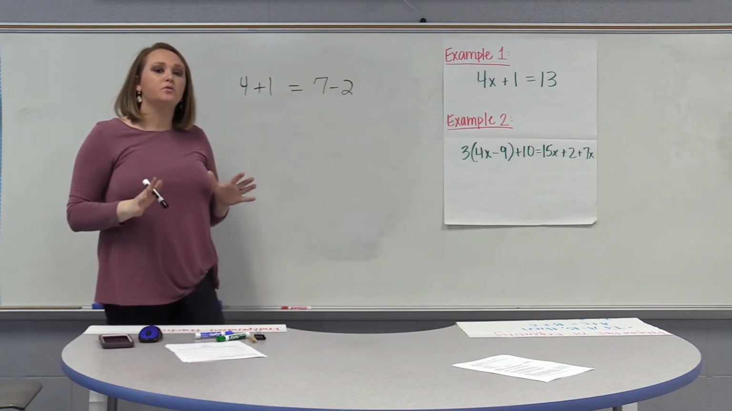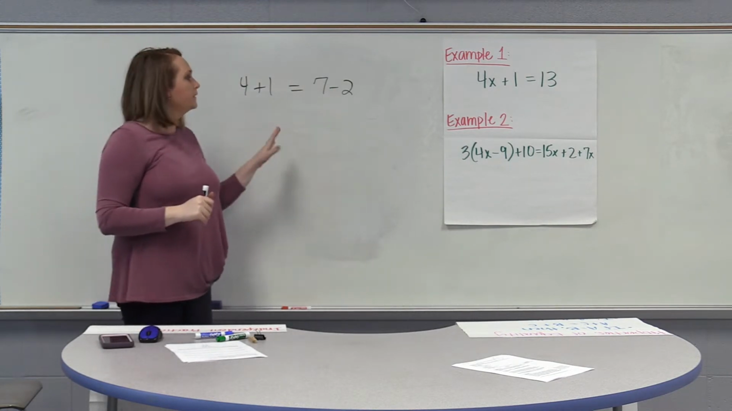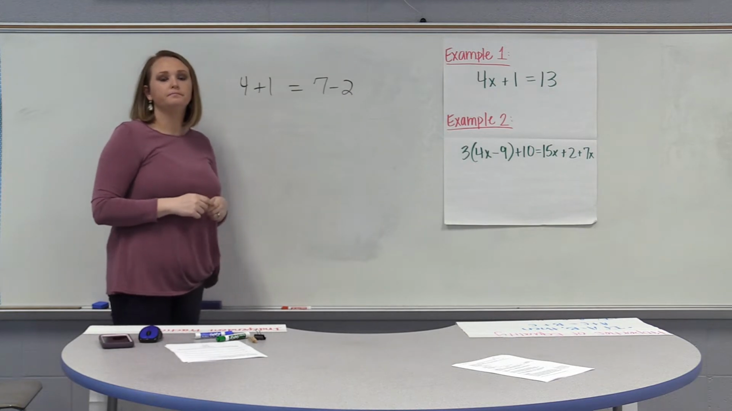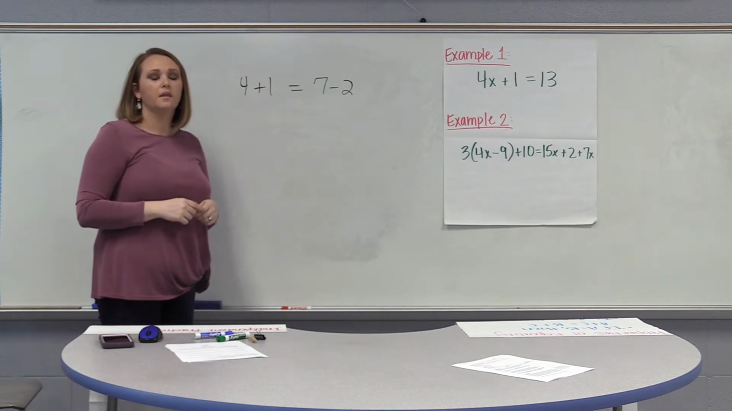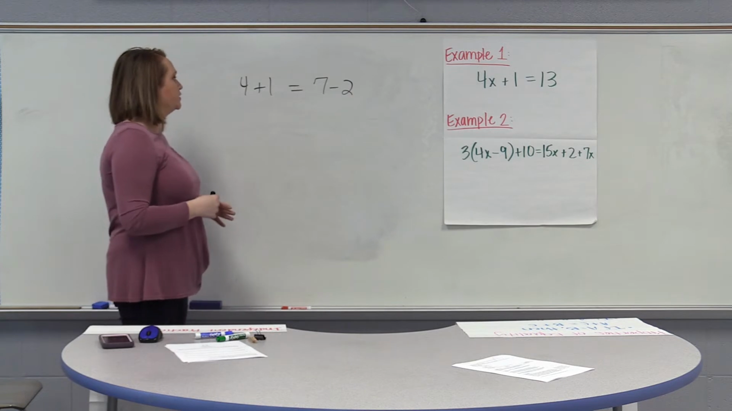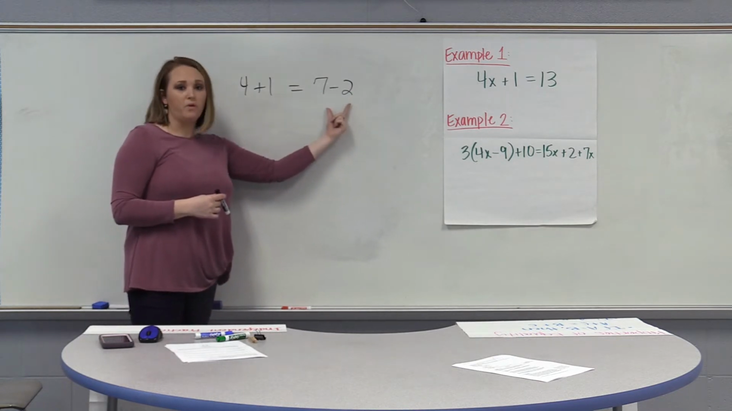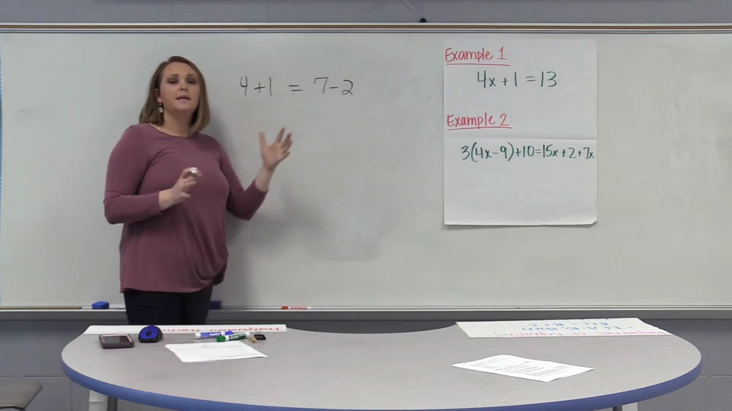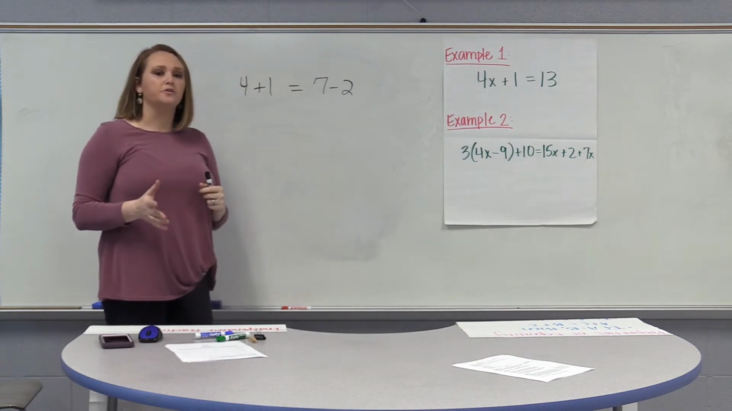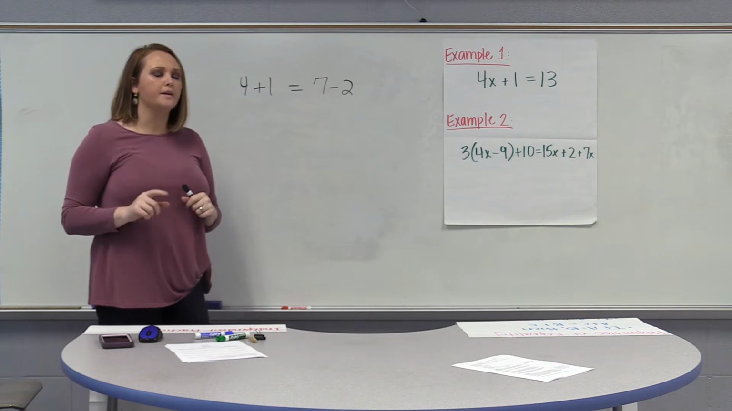Let's try to answer these questions about this equation. Is this equation true? Yes, right now this equation is true. The value on the left side is equal to 5, and the value on the right side is equal to 5. Now let's perform each of the following operations and think about whether or not the equation is still true.